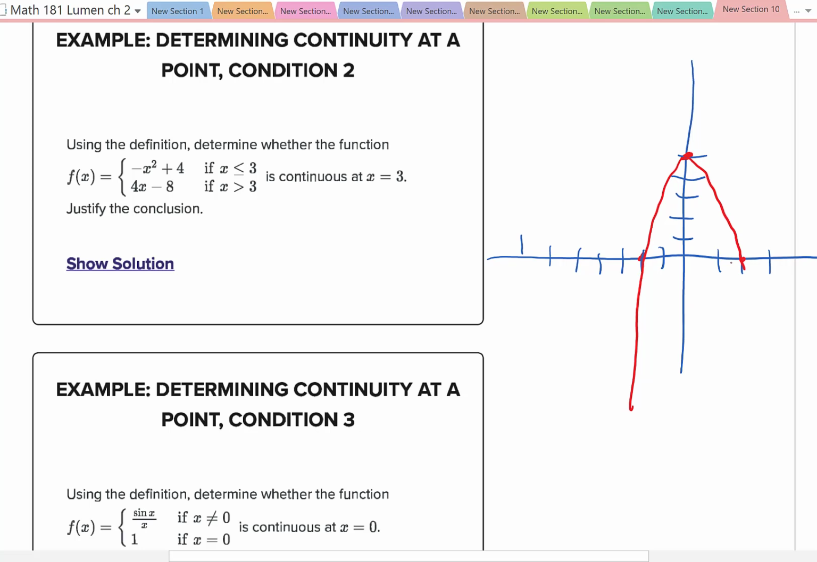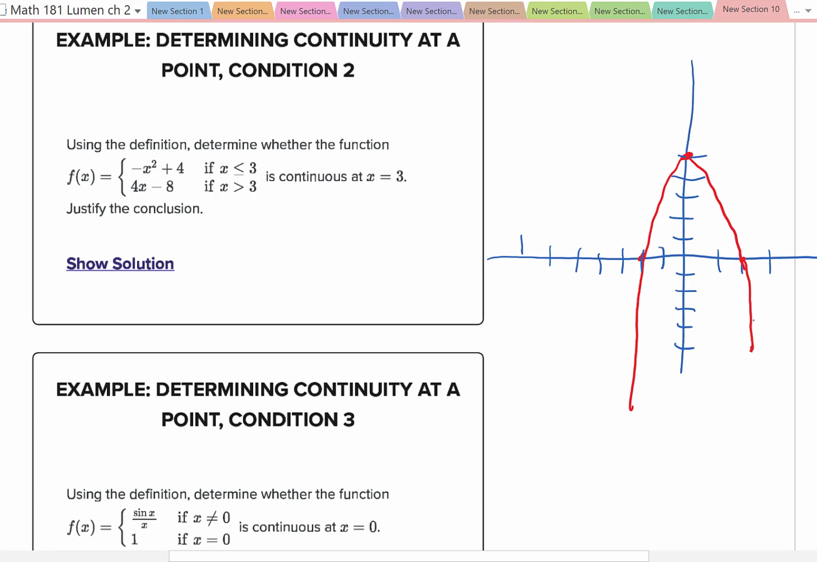And at 3 it's going to be negative 5, because negative of 3 squared, that's negative 9, plus 4 is negative 5. So I just got to draw a few more of these. 1, 2, 3, 4, 5, and it's going to come down to this point here, and then it's a piecewise function. So what's going to be the other one?